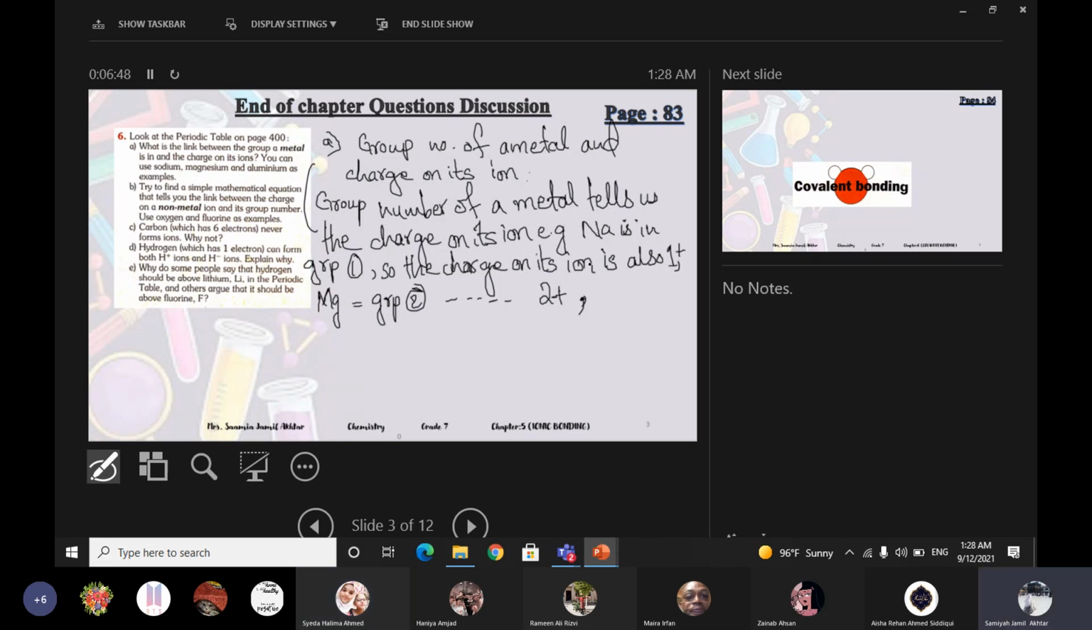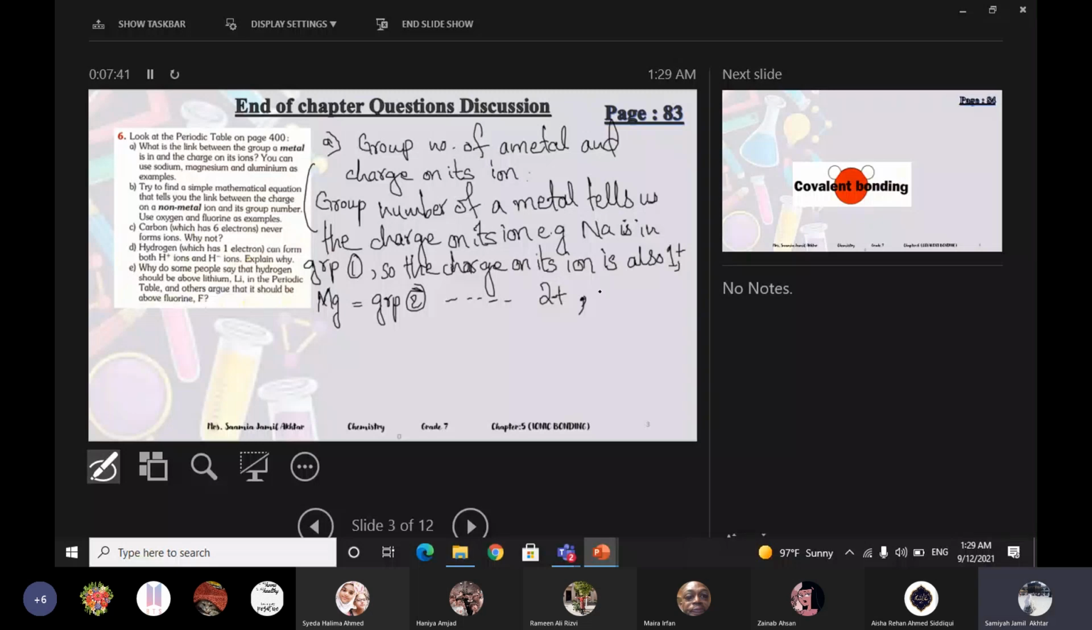For transition metals, they can form various valencies, so they can be +2, +3, +4. Teacher, what are valencies? This is the valency: how many electrons they can give and how many electrons they can receive. That's their valency.